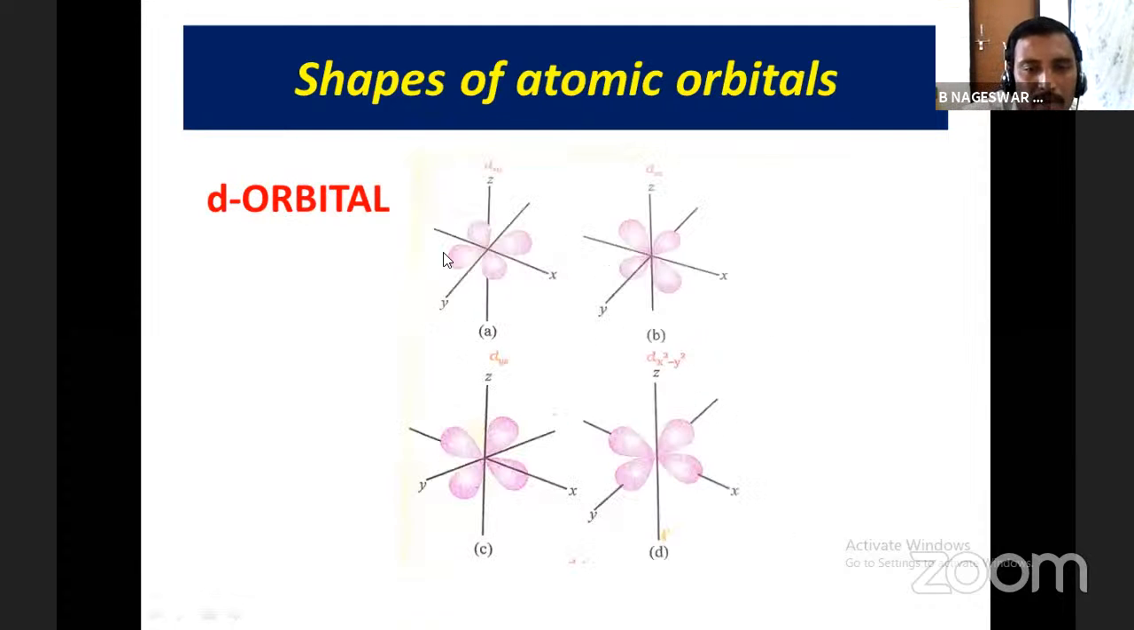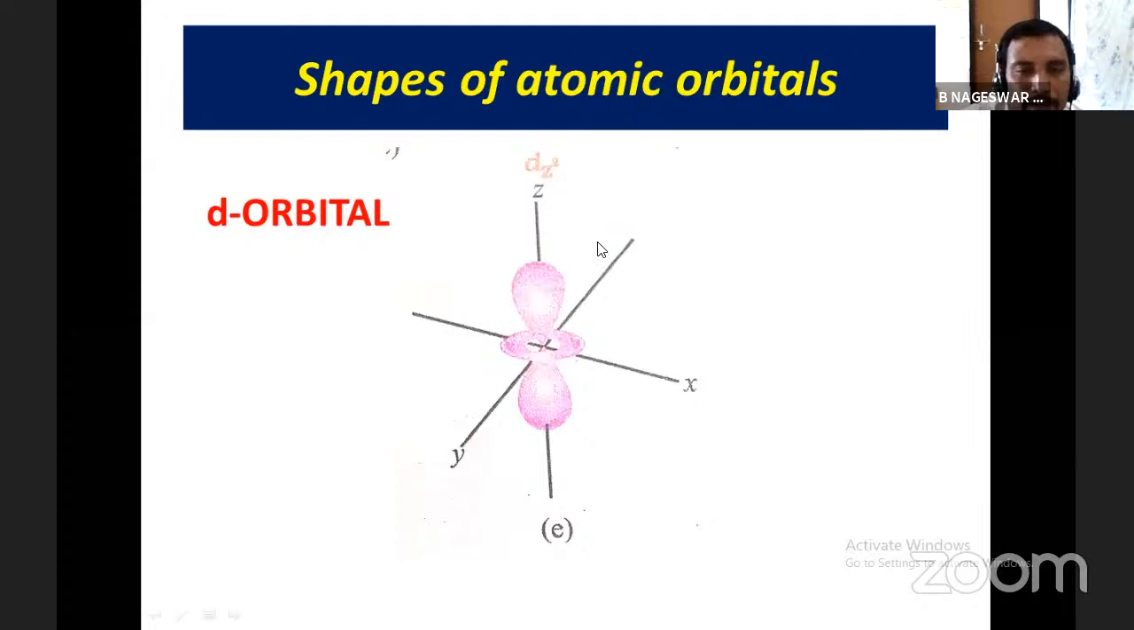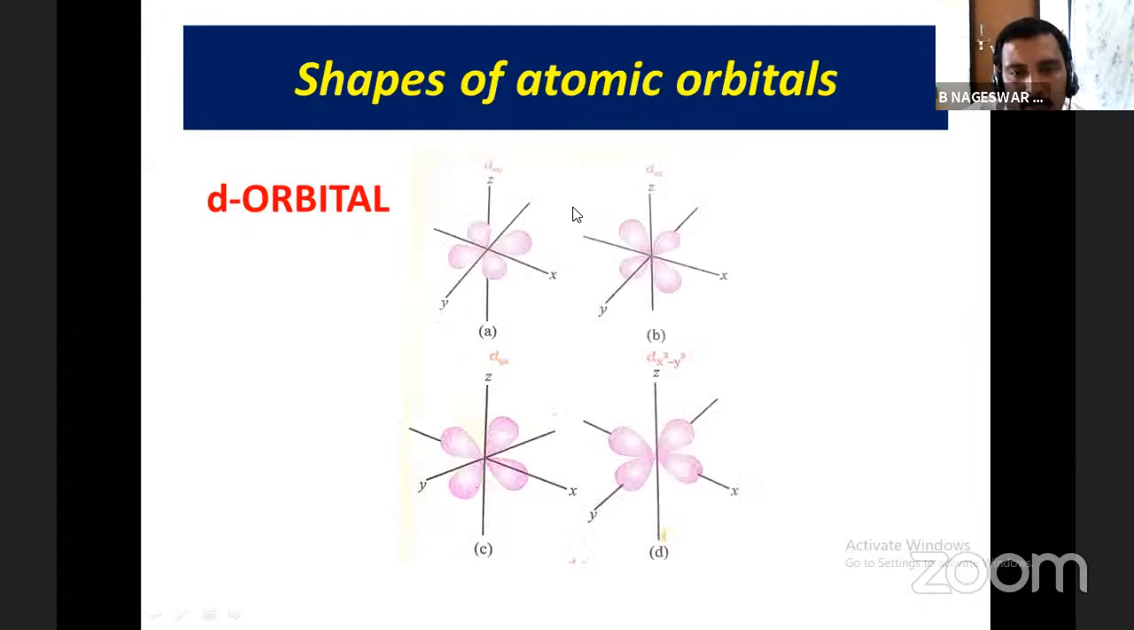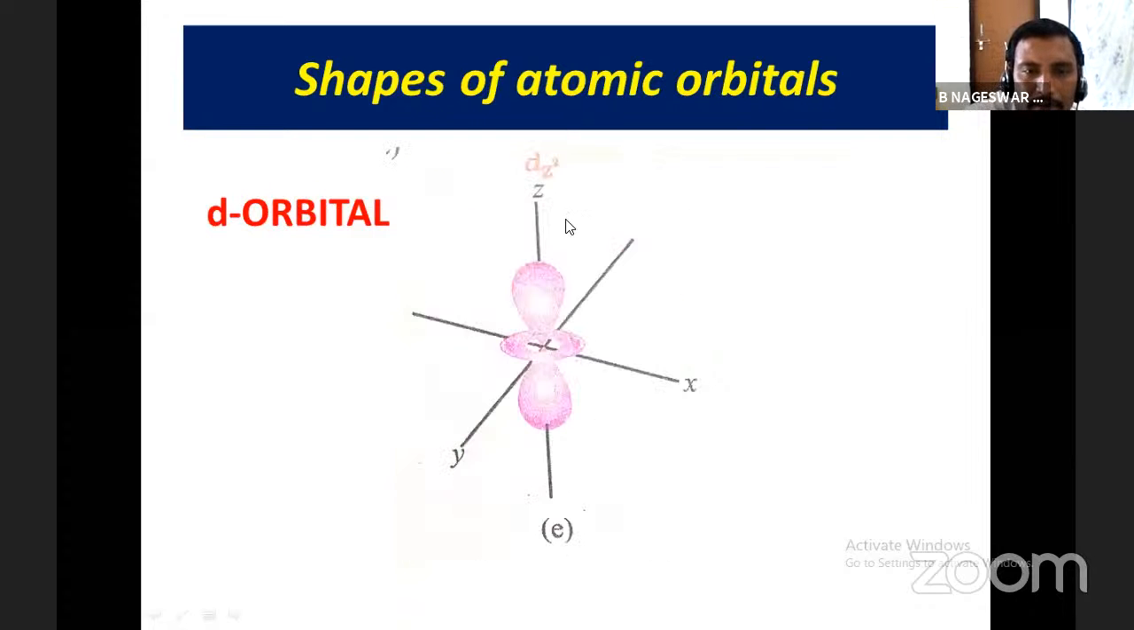D orbitals are classified into 5 types: dxy, dxz, dyz, dx square y square, dz square orbitals. What are the d orbitals, children? dxy, dxz, dyz, dx square y square, dz square. These are the d orbitals.